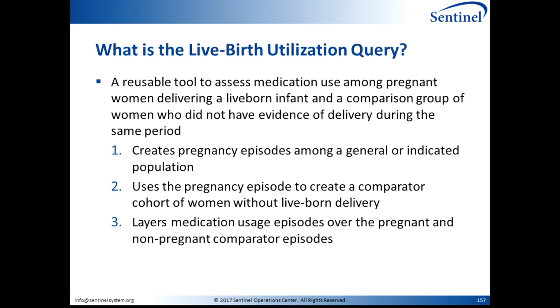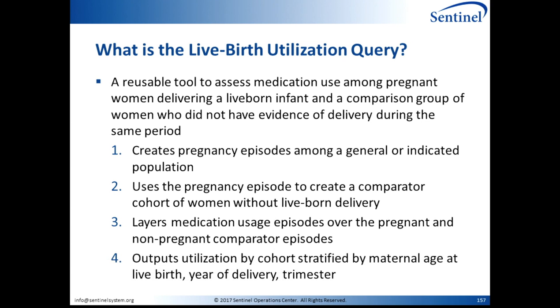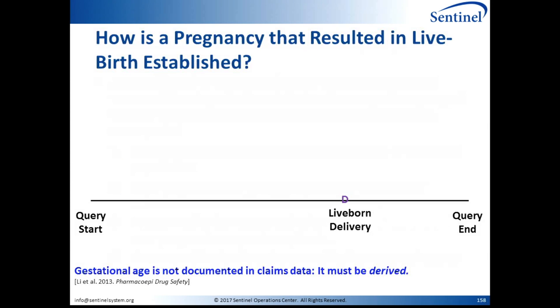Then, once we have these two episodes, periods of time of women where we have coverage of their pharmacy information, we're going to layer medication episodes on top of that. We're going to see whether there's an observed difference between the pregnant cohort and the non-pregnant comparator cohort. Then we're going to output all that information, which we're going to stratify by maternal age at the point of live birth, the year of delivery, and also by trimester.